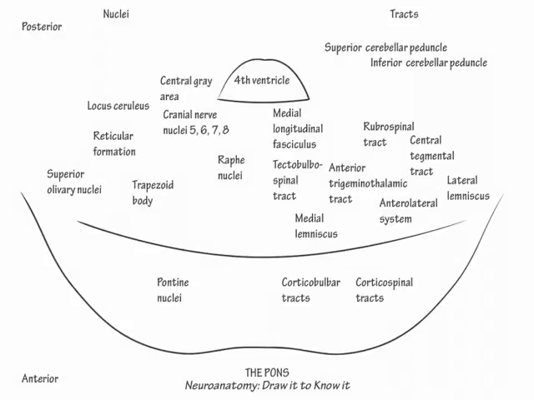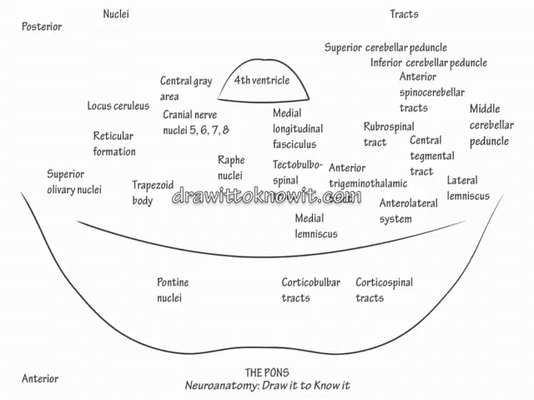Next, show that the middle cerebellar peduncles lie along the lateral aspects of the pontine basis. Lastly, indicate the anterior spinocerebellar fibers in the posterolateral pons. This concludes our drawing of a cross-section through the pons.